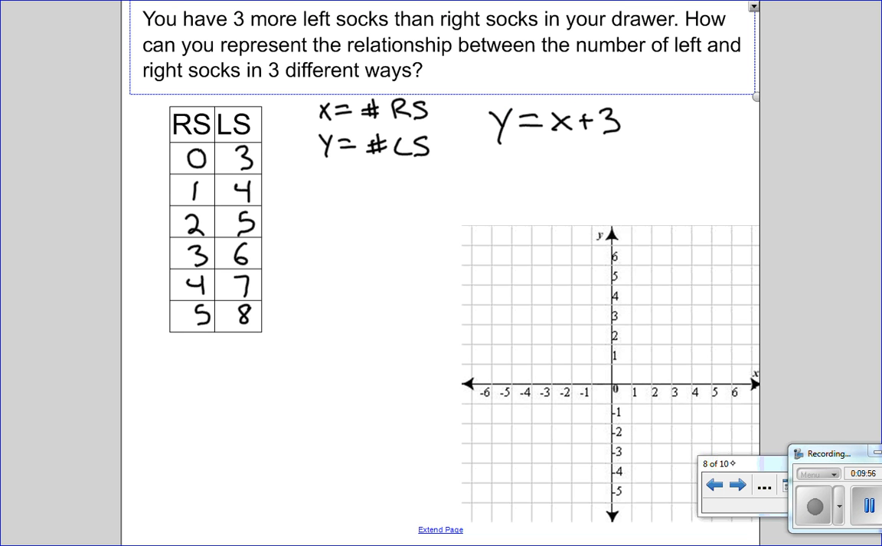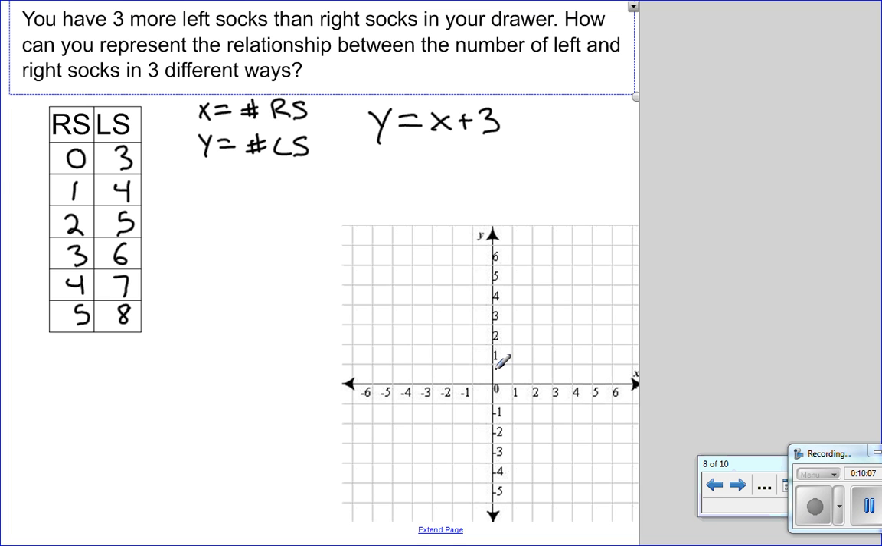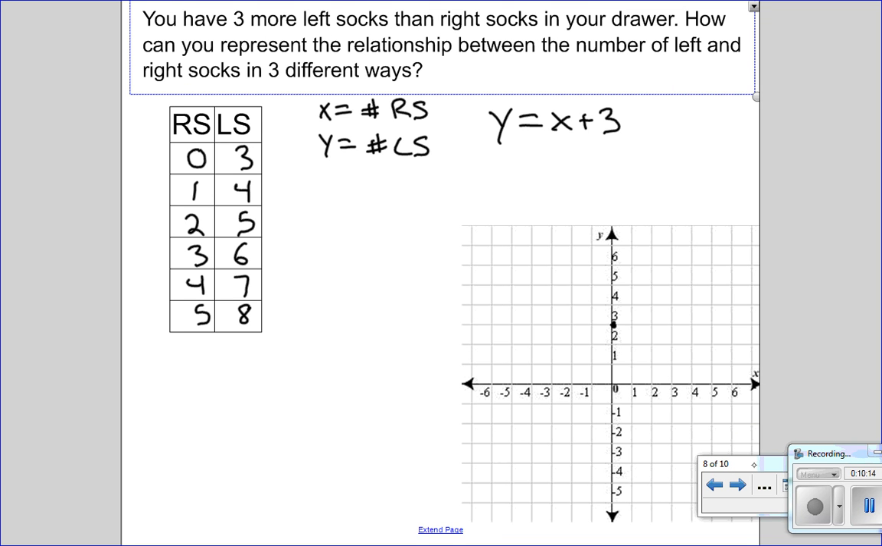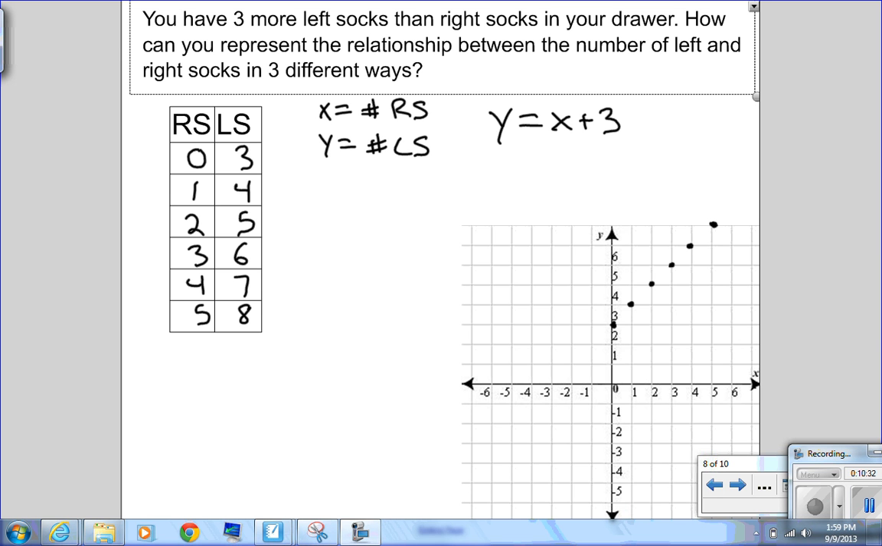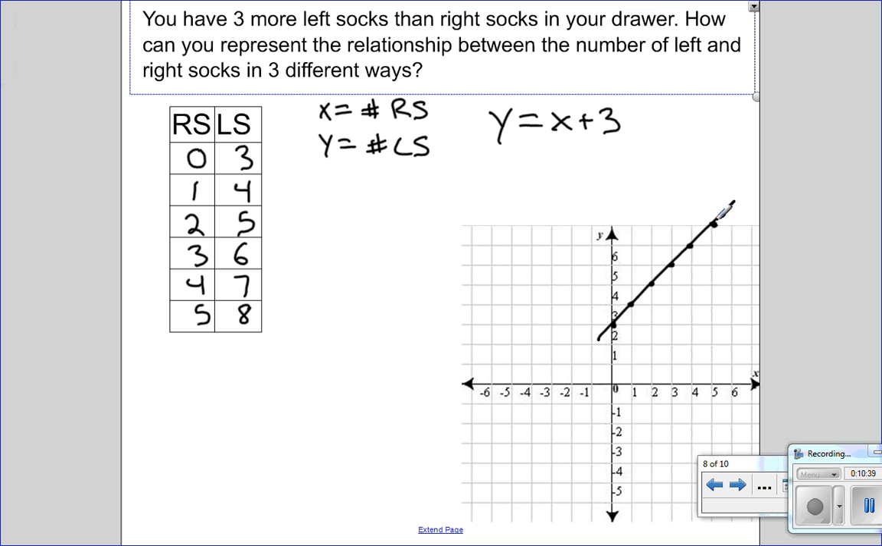Finally, if I plot these points, I have a point at (0, 3). Remember, this is your x-axis, this is your y-axis, so it's 0 on the x-axis, 3 on the y-axis, 1 on the x-axis, 4 on the y-axis, (2, 5), (3, 6), (4, 7), (5, 8). And then if I want to graph the line, take a ruler, line it up, and draw a line right through those points. And that is your answer.